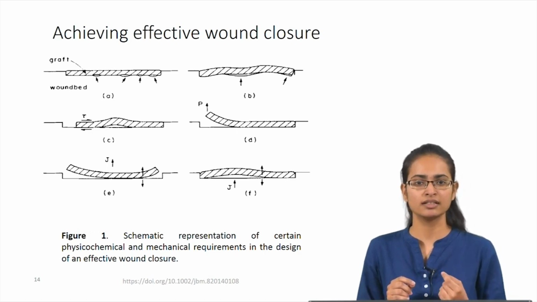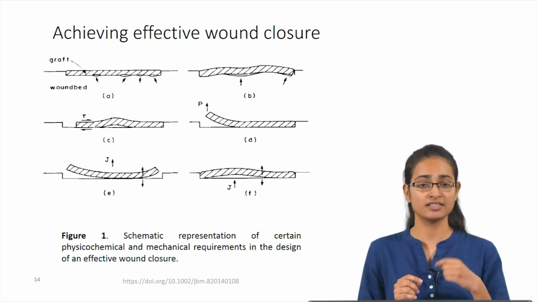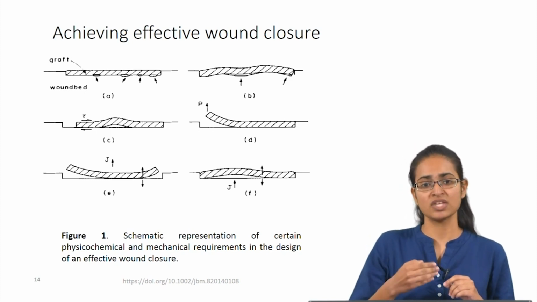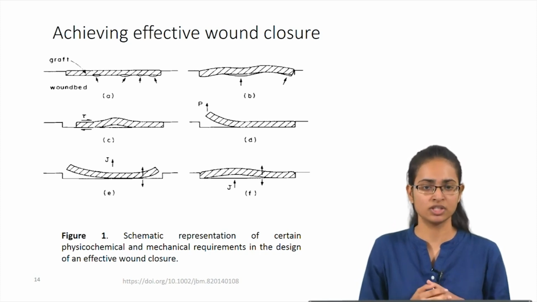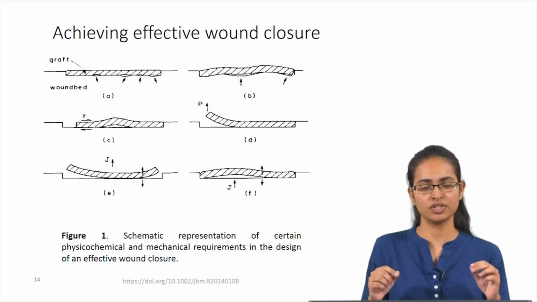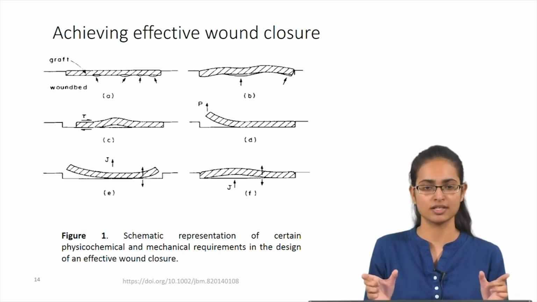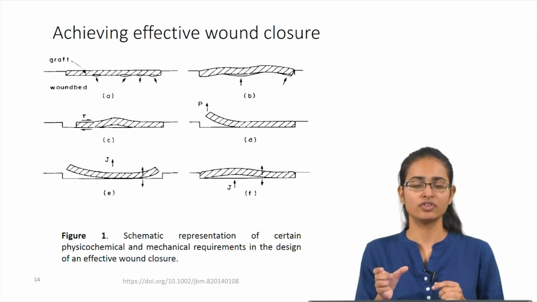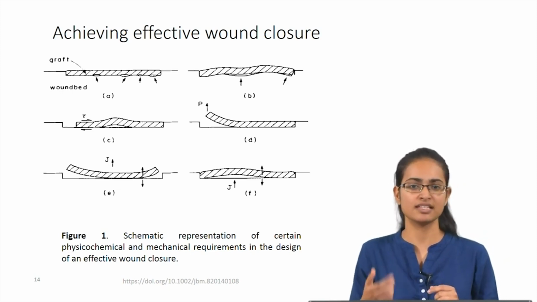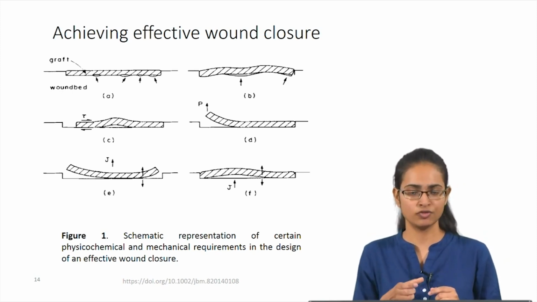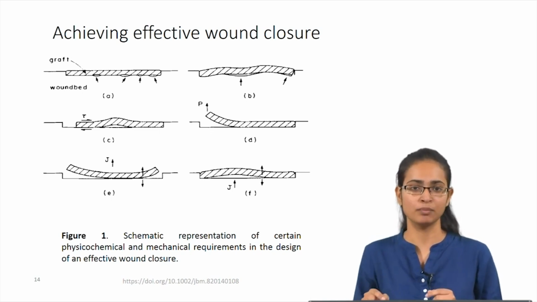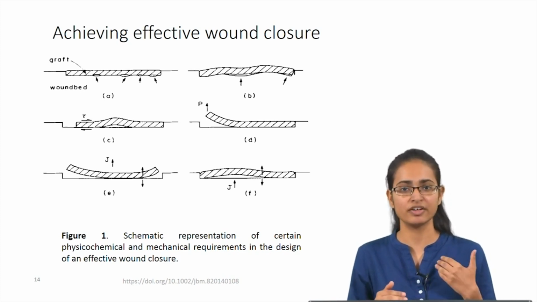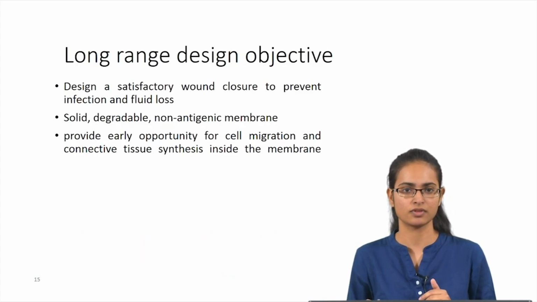In figure D, that is due to excessive peeling forces, and in figure E, due to excessive moisture flux rate through the graft, there is dehydration of the membrane at the corners, which causes lifting of the membrane. In figure F, the moisture flux rate is insufficient. Due to that, there is excessive fluid accumulation which can cause edema. So, all these should be prevented to achieve effective wound closure.